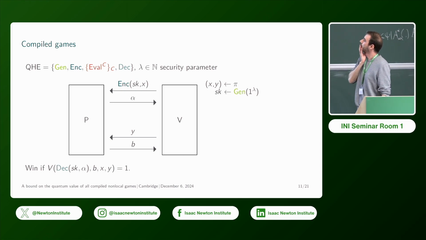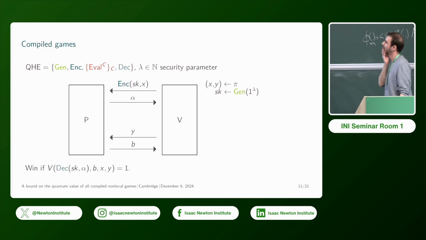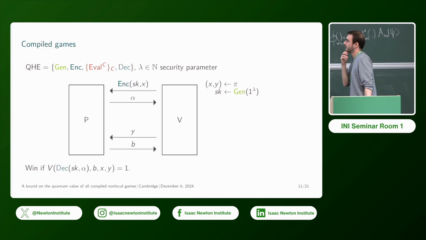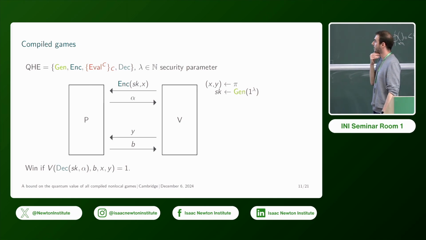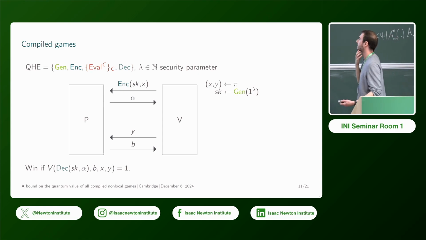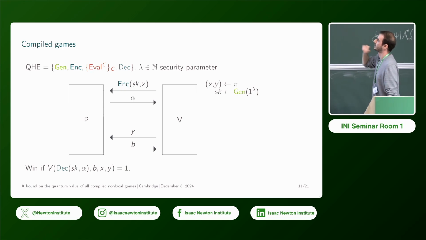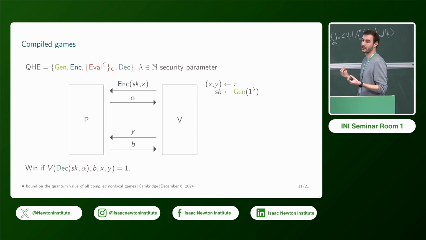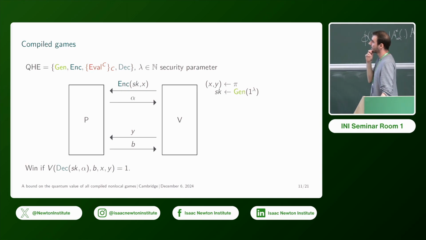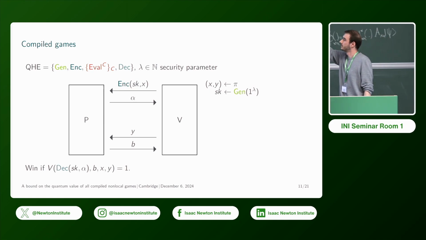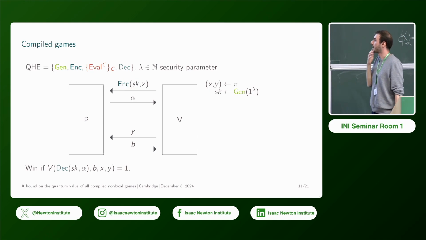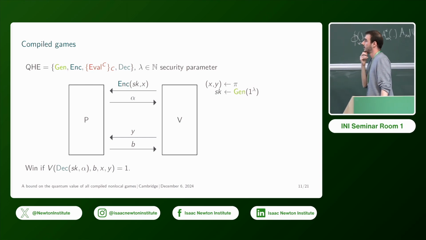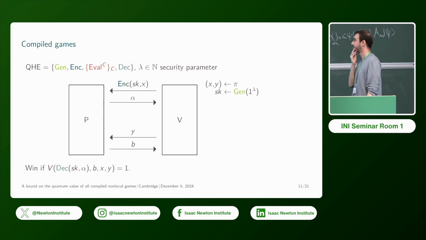Okay, so to get into this compiled game in a bit more detail. You have some security parameter for the QHE scheme, and then you first generate a secret key and X and Y questions. So just the questions that Alice and Bob would receive in a non-local game. Then I use this secret key to encrypt the first question. The player now gets this encryption, answers with some alpha, and the rest just works as before.